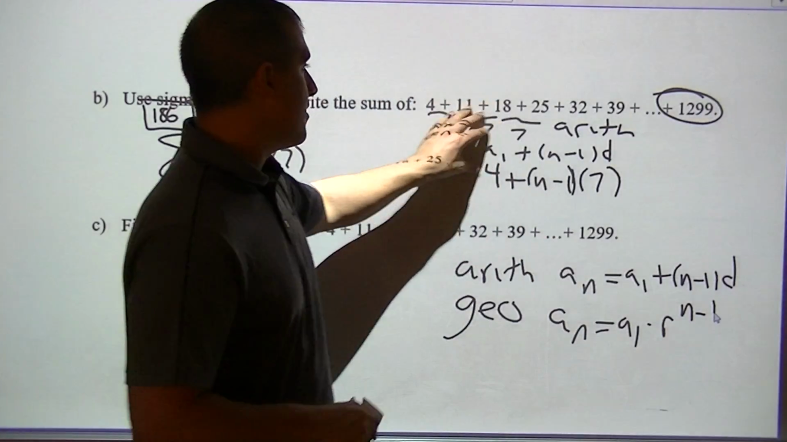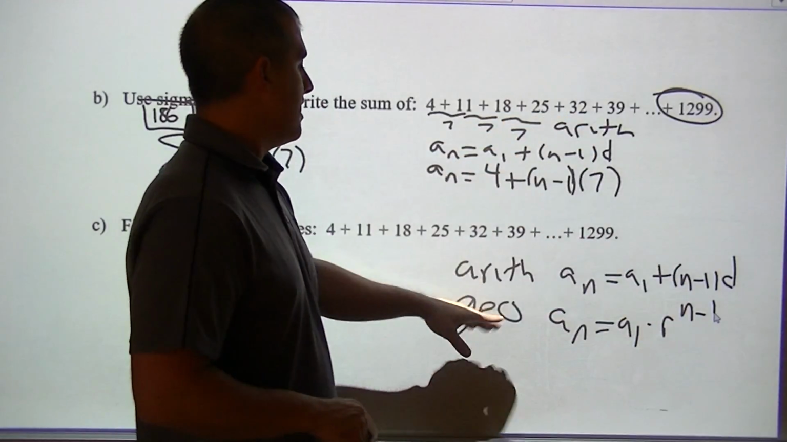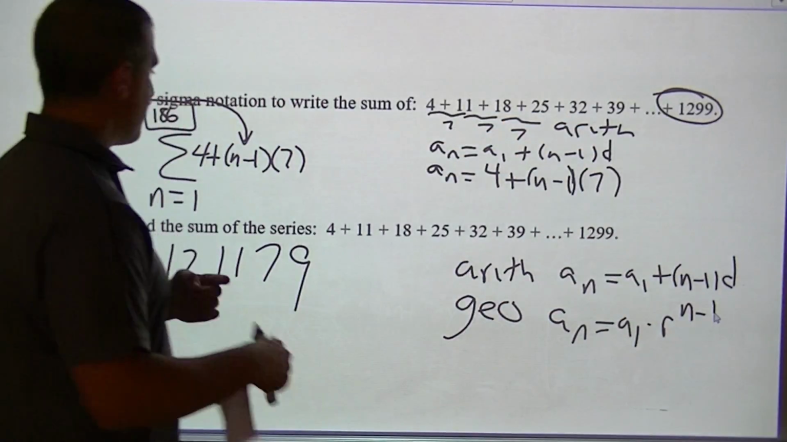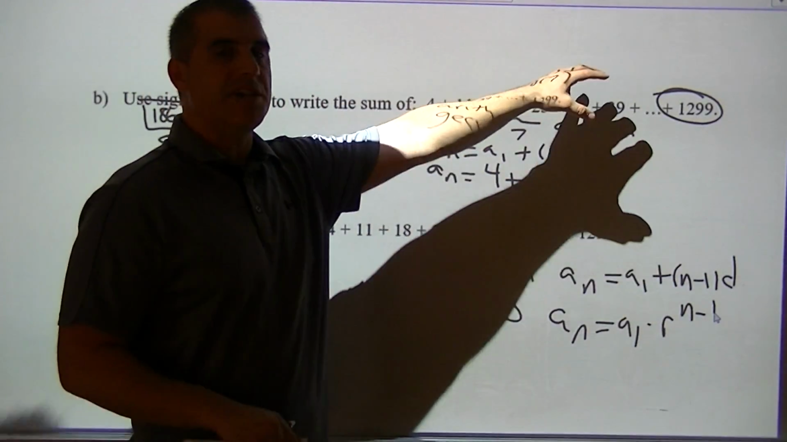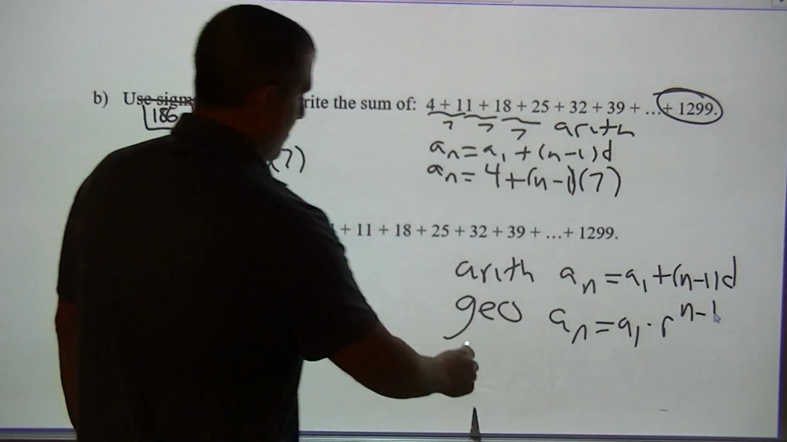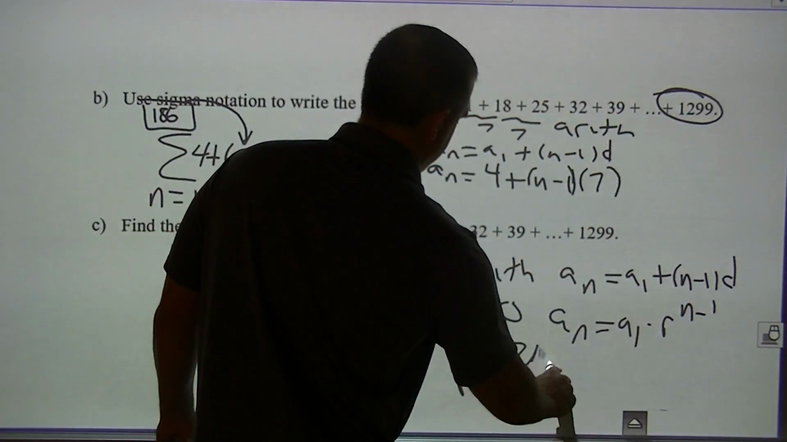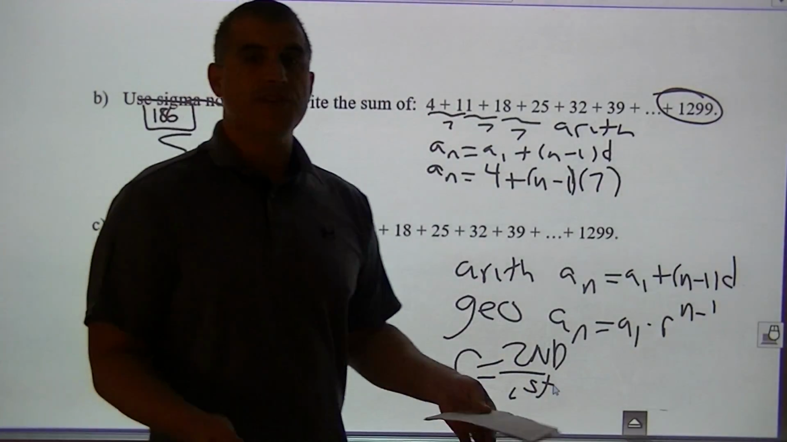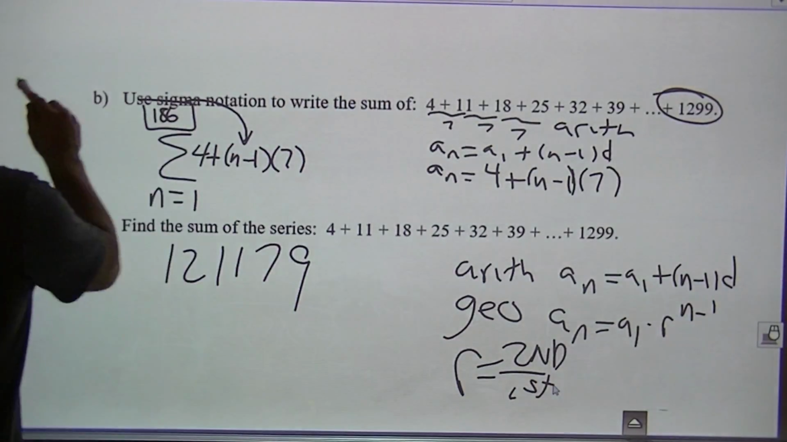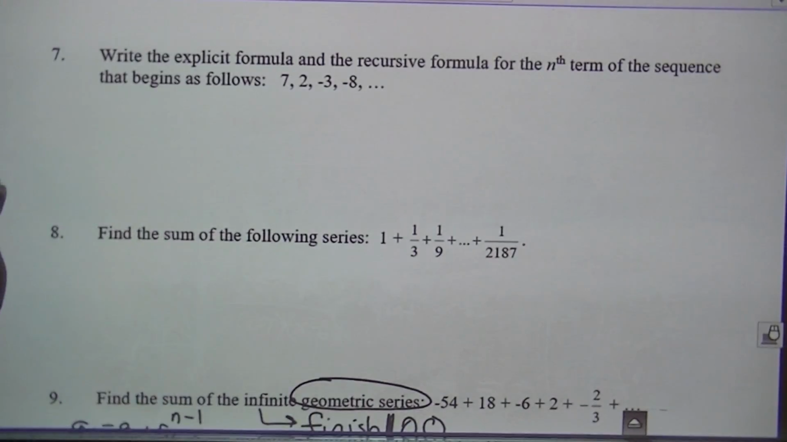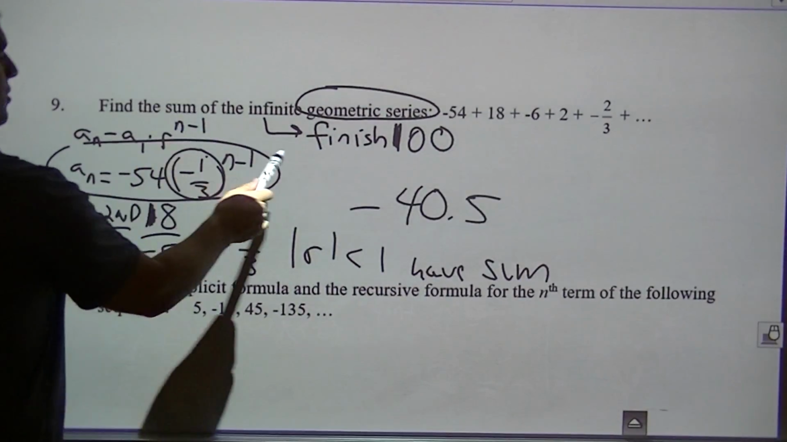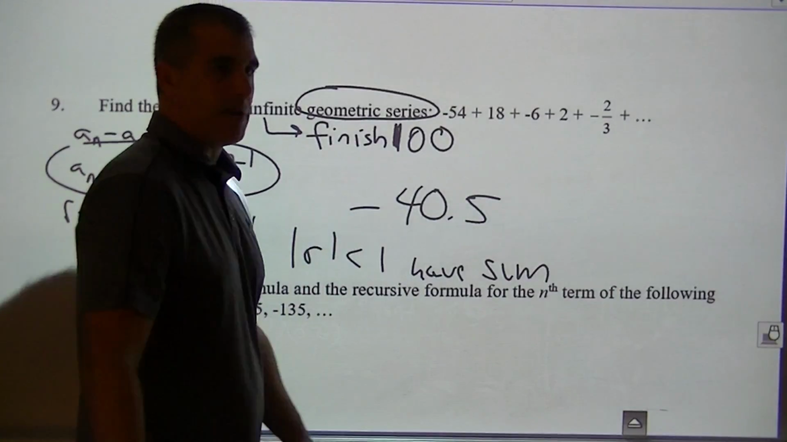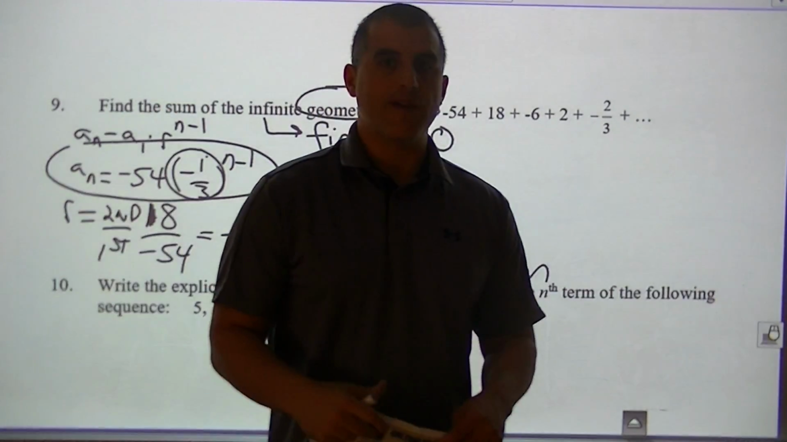Look at what the series is doing. If it's the same number between them, it's going to be arithmetic. If it looks like a multiplication factor, it's going to be geometric. And remember, rate is second divided by first. When you have an infinite series, like the example we had right here, whatever your finishing number is going to be, use 100, because that will give you enough terms to figure out whether you have a sum or not.